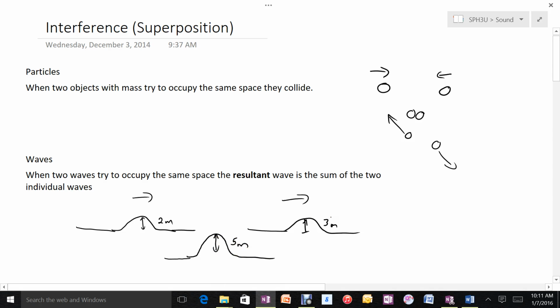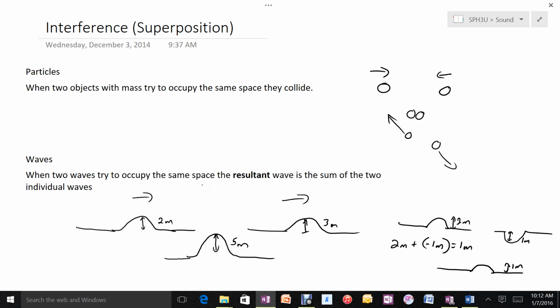Keeping in mind that waves can disturb mediums in either direction, let's say that this was 2 meters high and this is 1 meter down. Then when we add those two waves, we take the one that is down as a negative to show that the resultant wave would only then be 1 meter high. So it's the sum of the two individual waves, but it's important to recognize whether you're dealing with a crest or a trough, whether you're dealing with a disturbance in the medium that is up or down, and take that into account when adding those two waves.